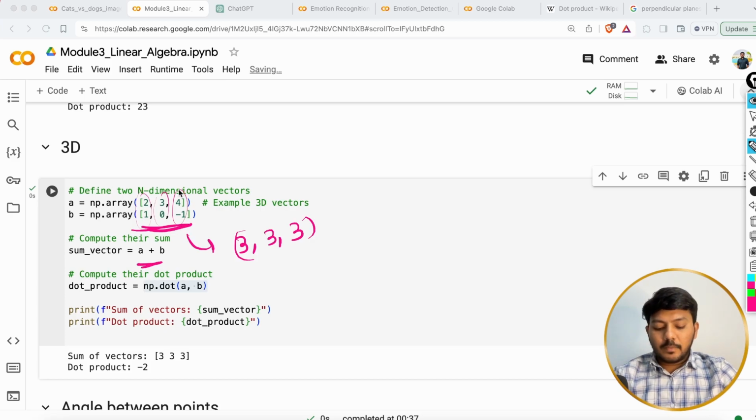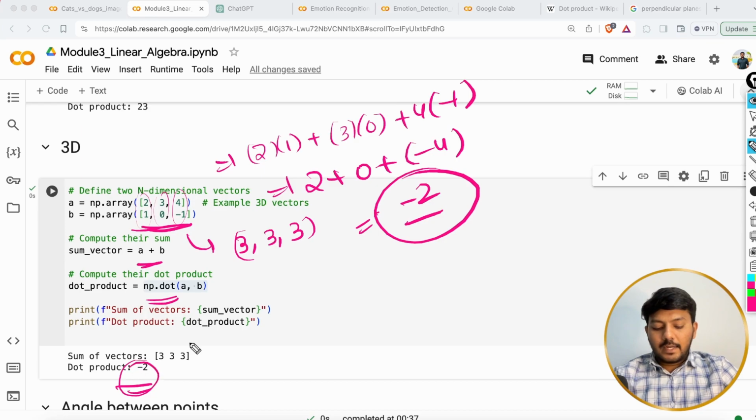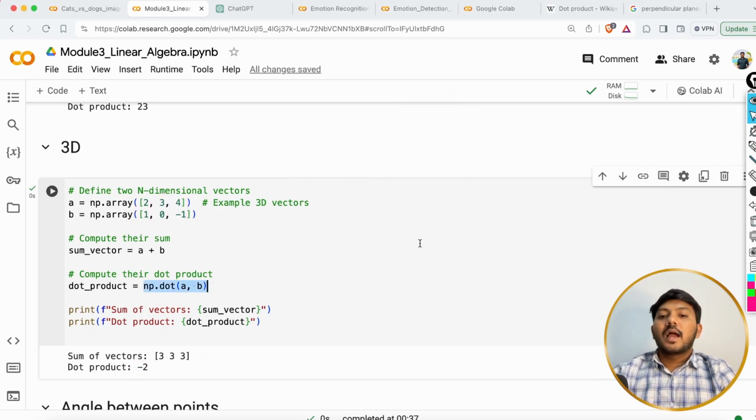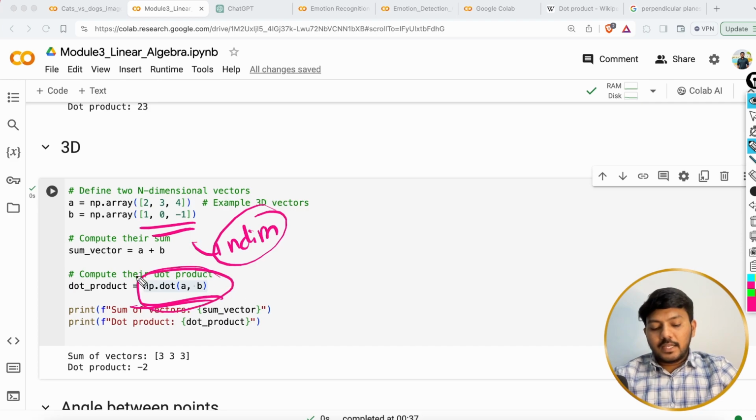And if it is a dot product, we will do 2 into 1 plus 3 into 0 plus 4 into minus 1. So this is 2 plus 0 plus minus 4, which is minus 2. So the dot product is minus 2 and the sum is 3 comma 3 comma 3. I hope that is clear. And I can just expand this for n dimensions as well, and this will work without any issues.